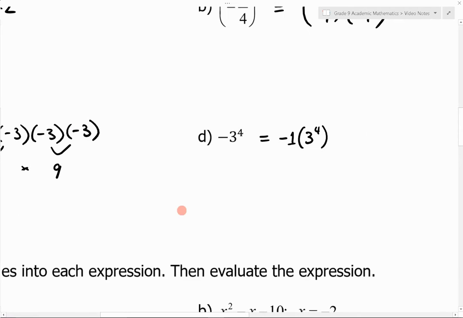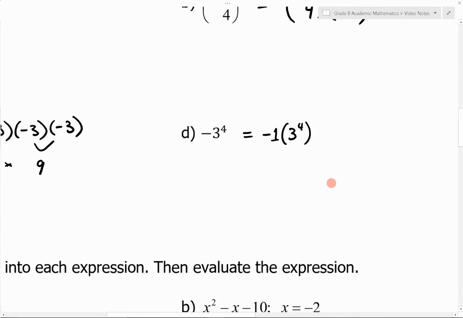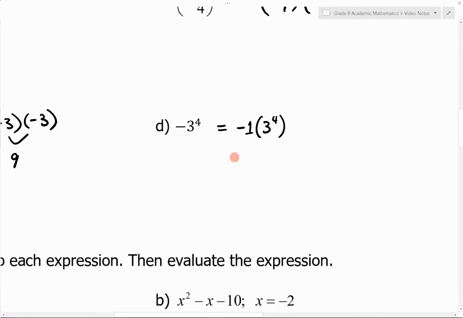So if it's only attached to this 3 here, then I can only apply it to the 3, and then I multiply it by the negative 1 afterwards. Like, you know, BEDMAS rules, right? So exponents first before you multiply that negative. So I'm going to do it this way. So negative, and I'm going to have 3 times 3 times 3 times 3. There's 4 3s because the exponent is 4. All right? And we already know 3 times 3 times 3 times 3, that's 81. And then I bring down the negative sign, so negative 81.